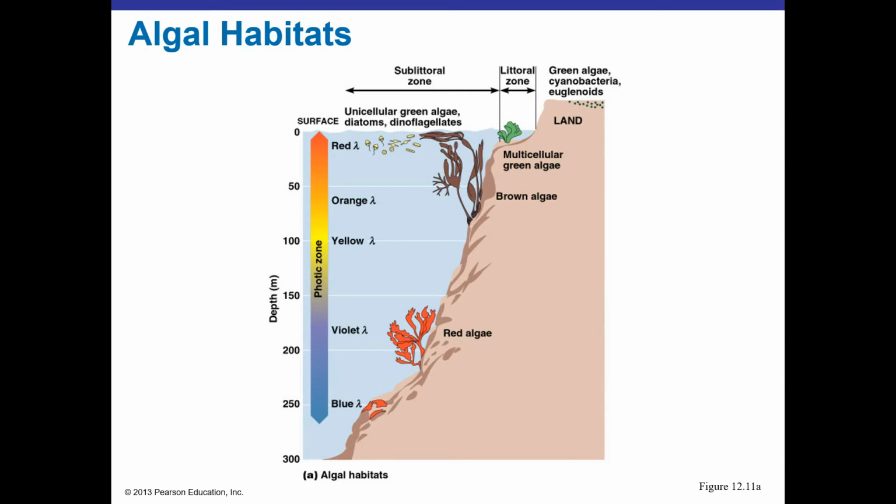As we go farther down, where it starts to separate more into the orange and yellows, we see the kelp forest from our brown algae. At the deepest depths, where the blue wavelengths are able to penetrate, that's where we find the red algae being able to grow.